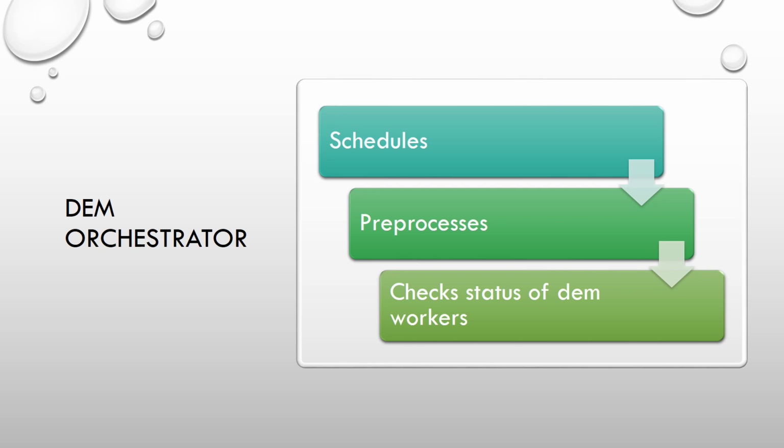The DEM orchestrators are deployed in an active-passive configuration. If any of the DEM workers stop, the DEM orchestrator clears all workflow instances associated with that DEM worker so that other DEM workers can pick up the workflows.